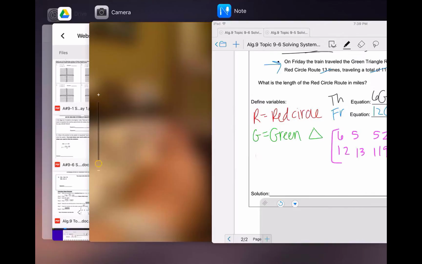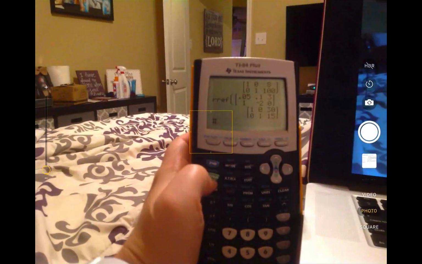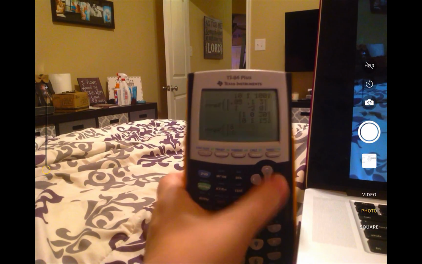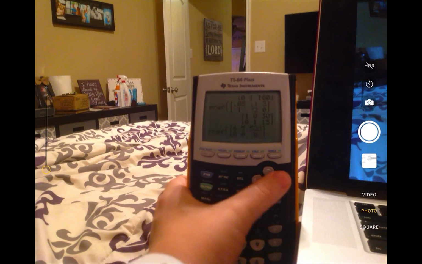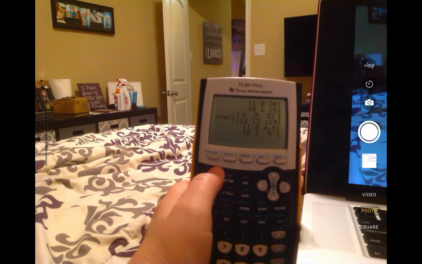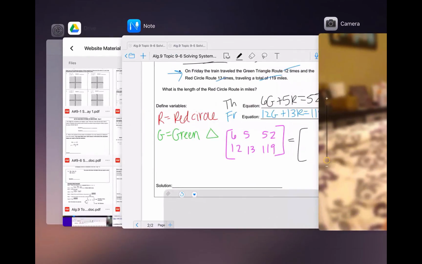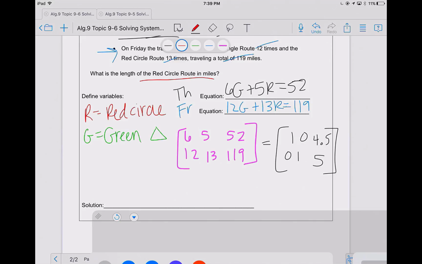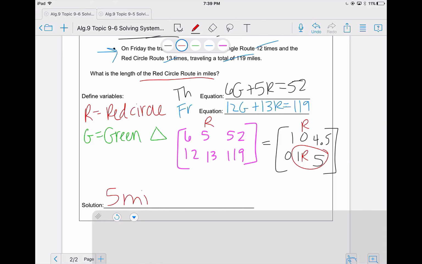So, one last time in my calculator. Second matrix B, alpha zoom 2/3, and I have 6, 5, 52, 12, 13, 119, 1001, 4.5, and 5. So remember, the 1001 is helpful, 4.5 and 5 are my answers. The question specifically asked me for the length of the red circle route. The red was the second variable I put in, so the red would be 5 miles.